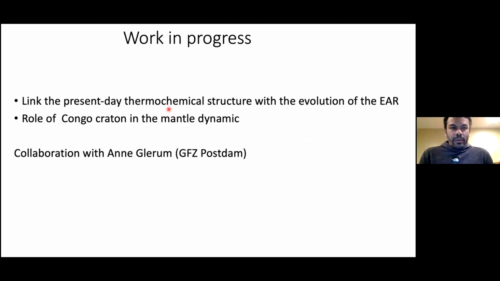In terms of work in progress, we are trying to combine the thermochemical structure that we have today with more numerical modeling, and see what the role of the Congo craton would be, because the Congo craton is one of the larger cratonic domains in Africa, and how this very thick and cold Congo craton controls the mantle dynamics in Africa. And this is a collaboration with Anne in your institute.